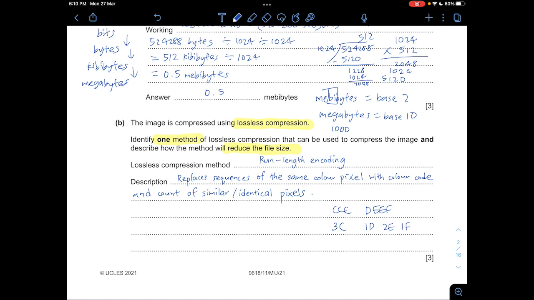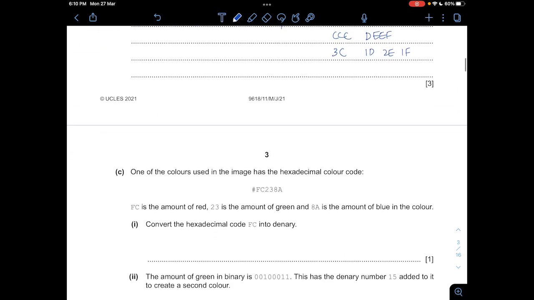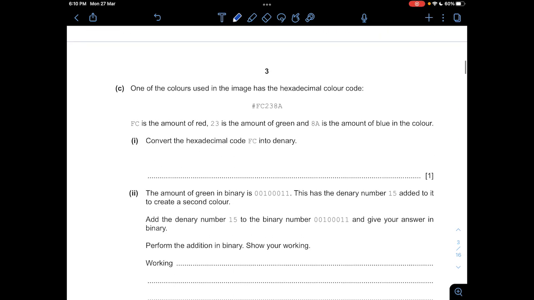that are within that sequence. Okay, and then for C, it's basically just binary conversion or hexadecimal conversion and all those number conversions. So here it says FC is the amount of red, 23 is the amount of green, and 8A is the amount of blue in the color. Convert the hexadecimal code FC into denary.